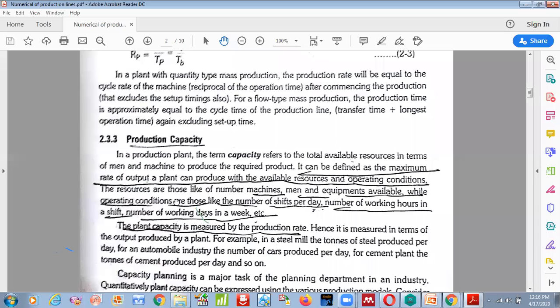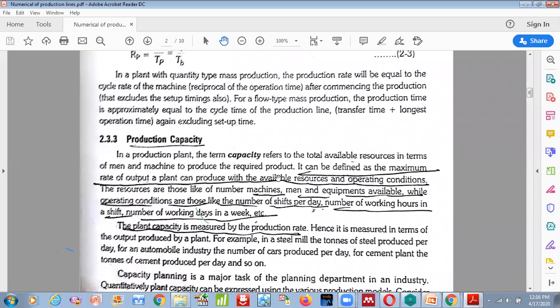And the third one is the production capacity. The production capacity is given by, in a production plant, the term capacity refers to the total available resources in terms of men and machines to produce the required product.